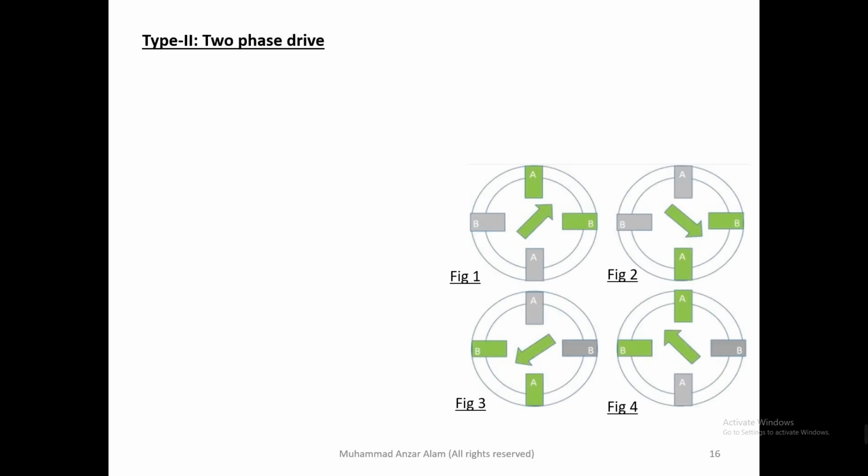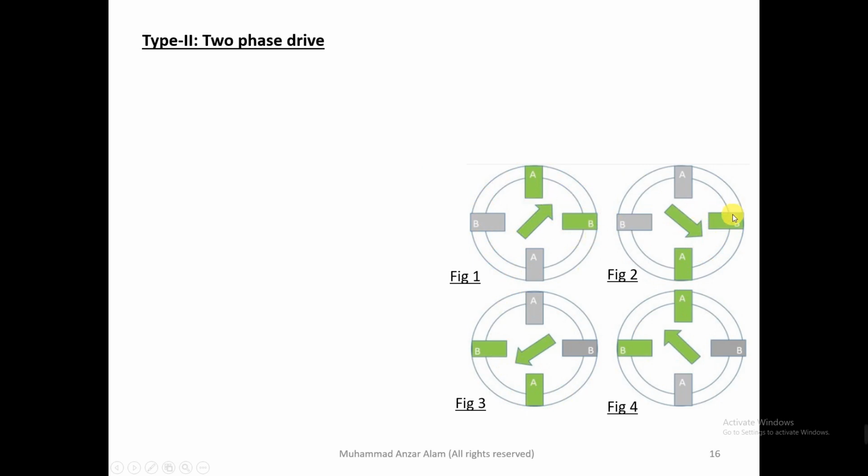Now we take type 2, two-phase drive. As its name implies, it is the case where two coils will energize. Okay, so we can see here the coils. This is the rotor, and these are the stator. In figure 1, two coils are energized, A and B. In figure 2, B and A. In figure 3, A and B, but all in sequence.